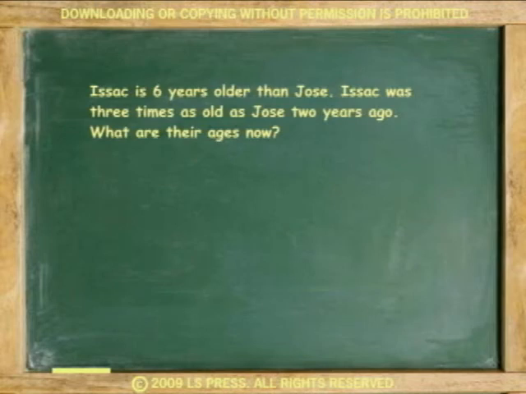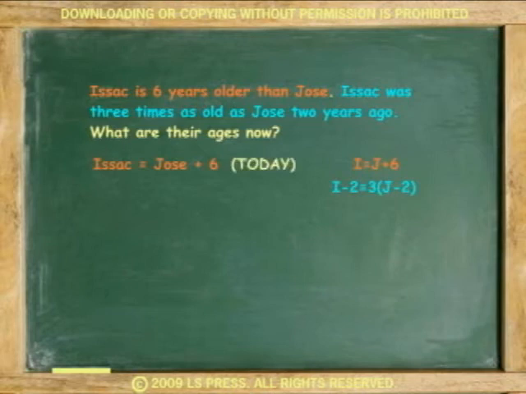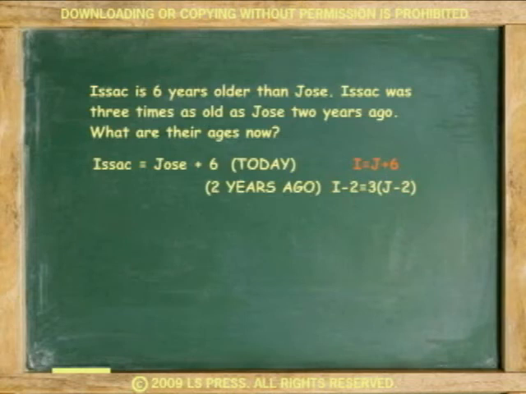Another example. Isaac is 6 years older than Jose. Isaac was 3 times as old as Jose 2 years ago. How old are they now? Two alternatives, two equations. One today, the other one 2 years ago. Today, Isaac equals Jose plus 6. 2 years ago, Isaac minus 2 equals 3 times Jose minus 2. Solve the equation for today and the equation for 2 years ago as a system.